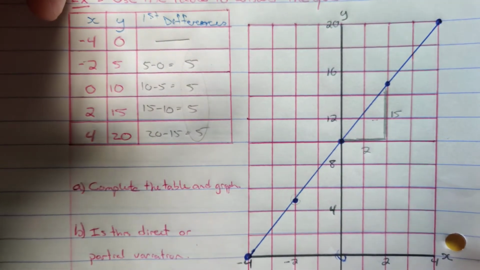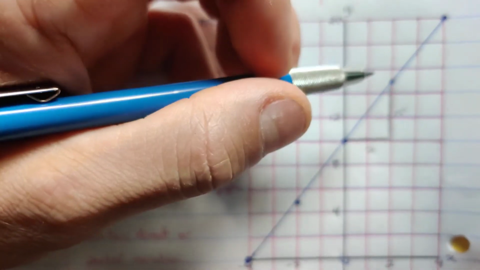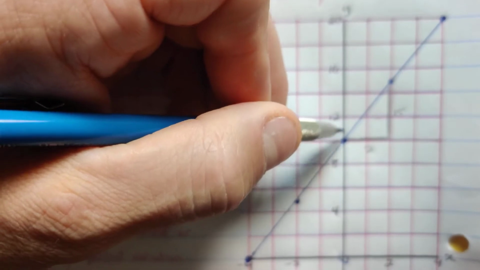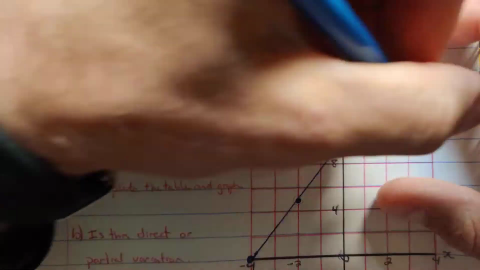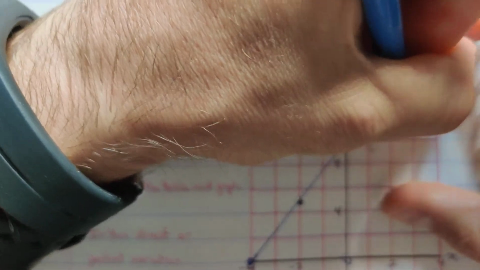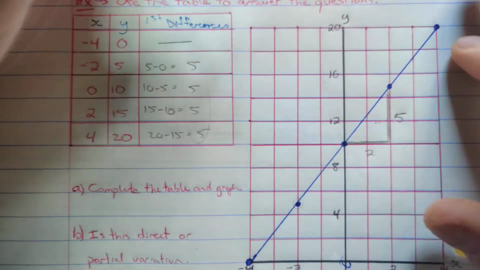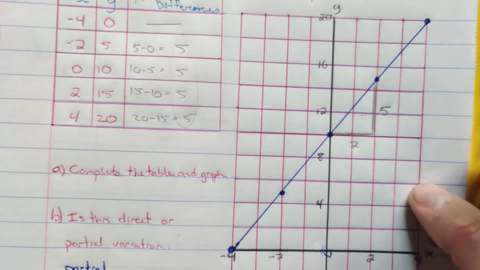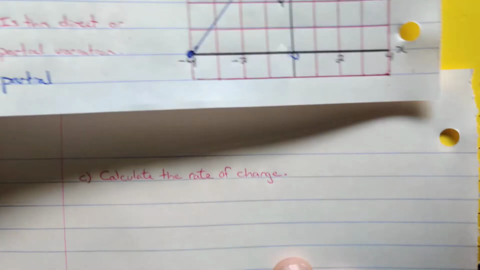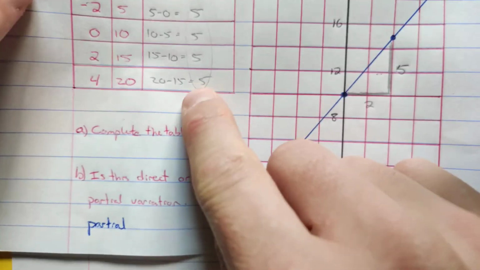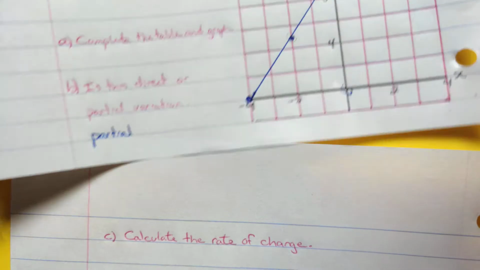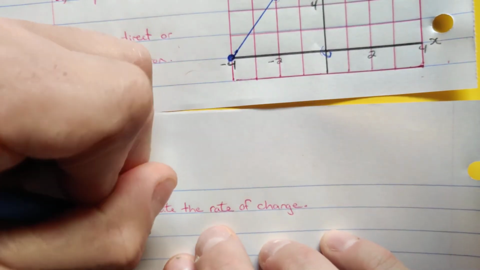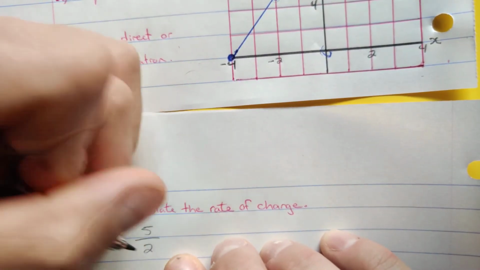Or sorry, my run is, what do we got here? My rise is not 15. My rise is up to 15. It's going from 10 to 15. That should be a 5. And that's over 2. So my first differences say it's going up 5 for every 2. Going up 2 here, going up 5 here. My rate of change is 5 over 2, which simplifies down to 2.5.